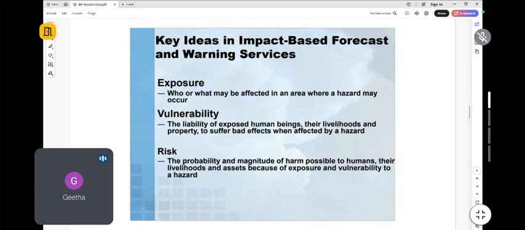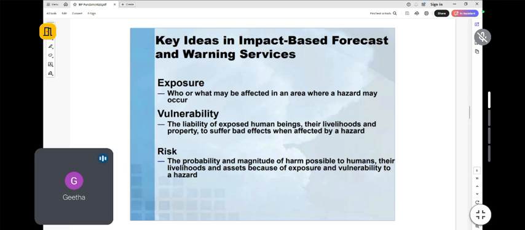So what are the important aspects that you should keep in mind for impact-based work? First thing is exposure. What is the area that is likely to be affected by this meteorological or hydrological hazard? Area means geographic area, that is the main thing. So you can say it's a particular district or particular zone, whatever be the geography. That we should be able to clearly tell.